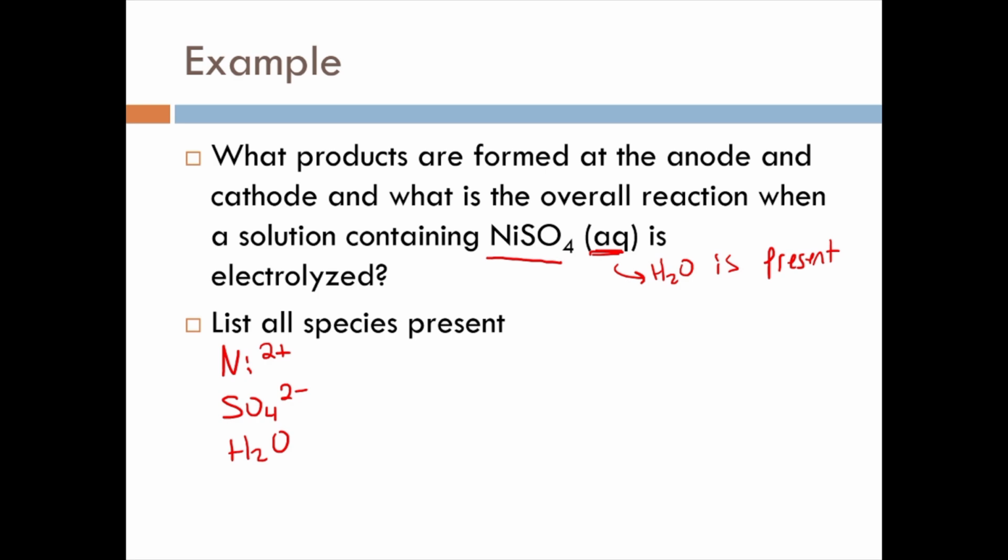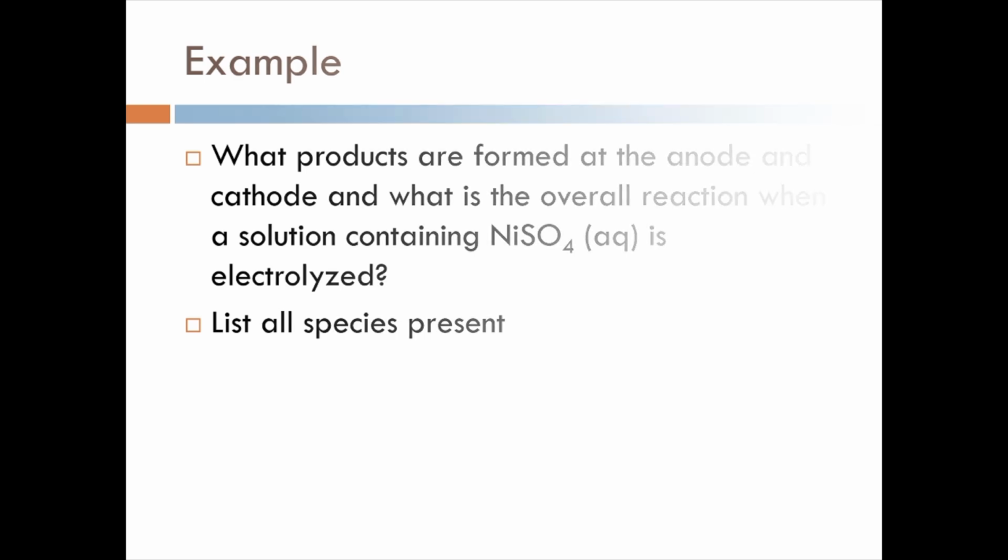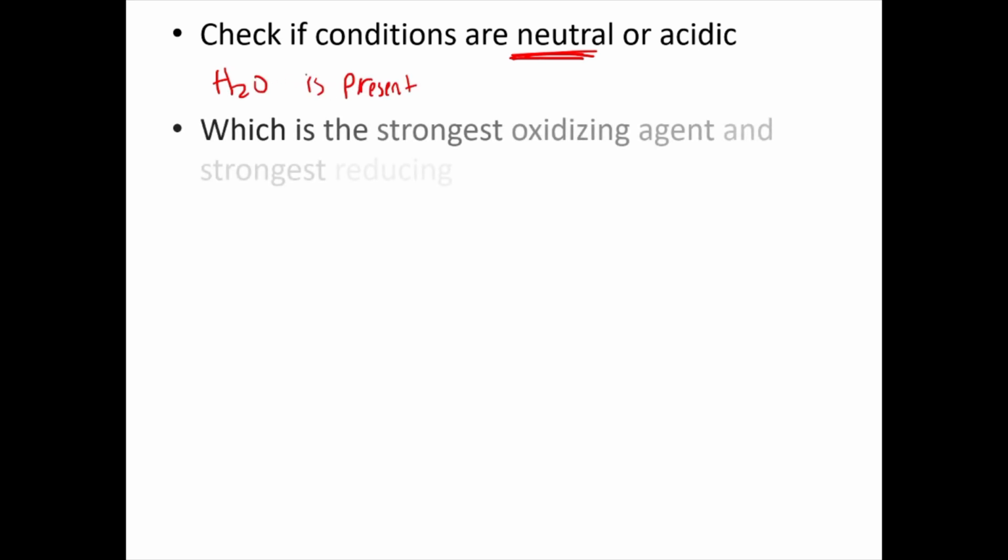Now, once we list out the species involved, we can then write down whether the conditions are neutral or acidic. We've already established that the conditions are neutral. So we know that water must be present. And now we have to figure out what is the strongest oxidizing agent and what is the strongest reducing agent.